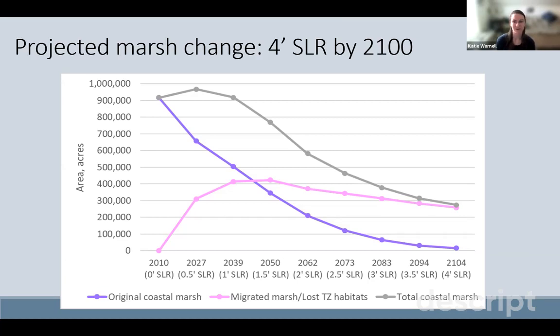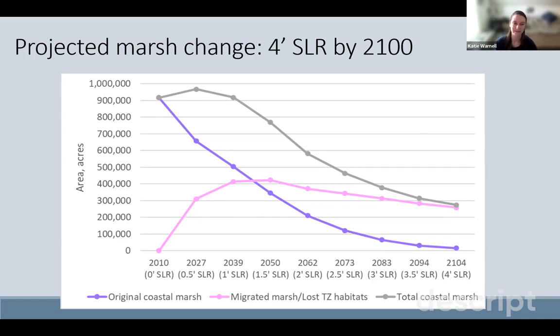We have a lot of really low-lying land, and a lot of this is in North Carolina, that becomes available for marsh migration initially, but as sea level rise continues, more and more of that new migrated marsh area actually becomes inundated itself and is no longer in the right spot related to the tidal frame to continue to be marsh. So the total area of inland marsh migration actually goes down a little bit by the end of the century. And then the purple line is the original coastal marsh.